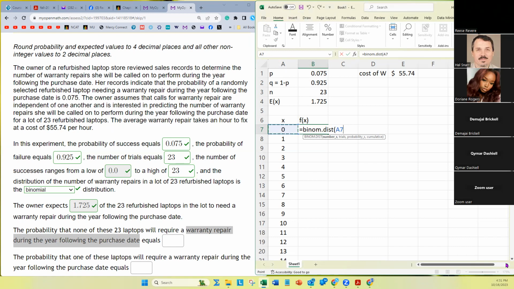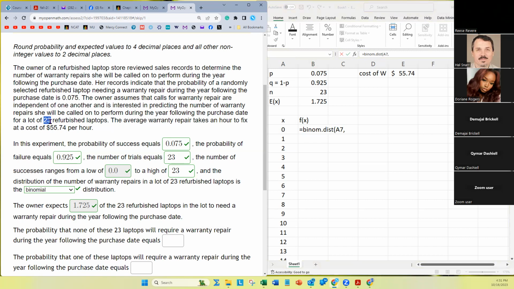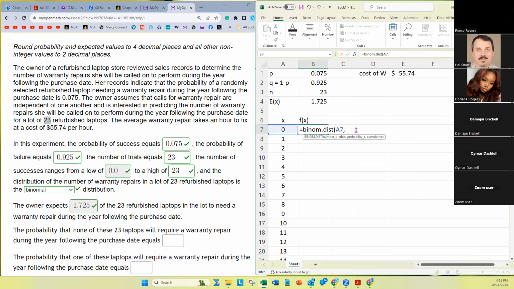And then I'm going to click on the number of trials. What's the number of trials in my problem? Mine's 20, but regardless, in my problem, it's 23, right? Do I want to type 23?